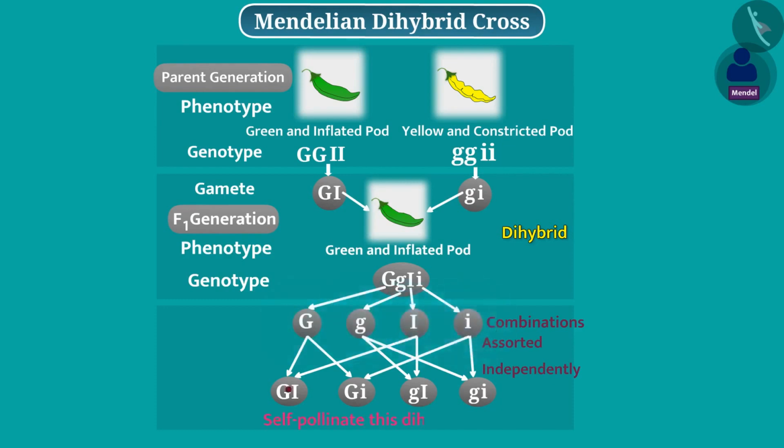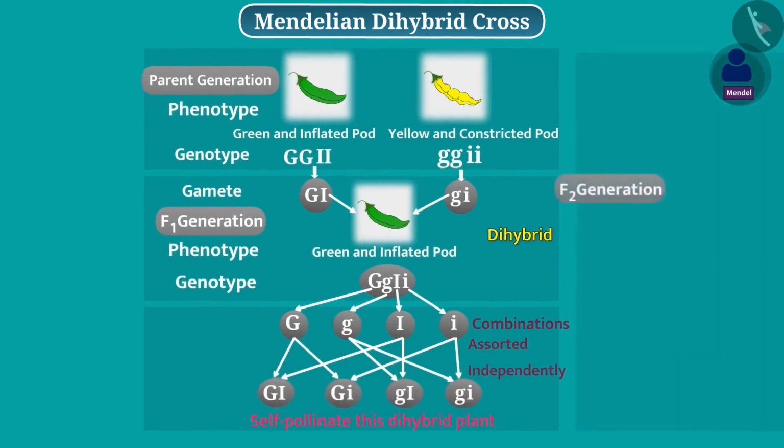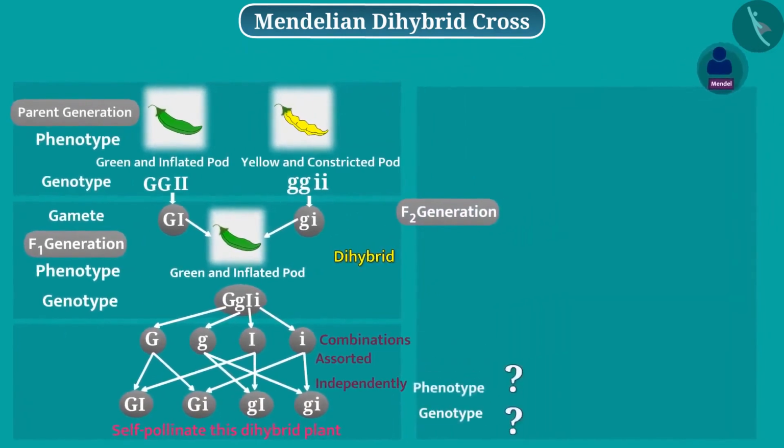If we self-pollinate this dihybrid plant, can you tell the genotype and phenotype of the plant produced? Pause the video and try to find this with the Punnett square. Let me tell you, here the male gametes are like this and the female gametes are like this.